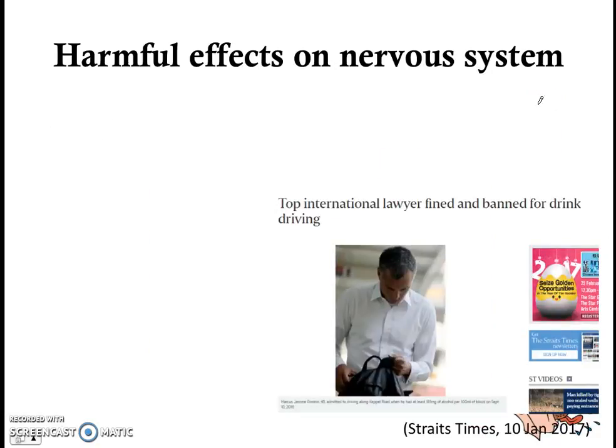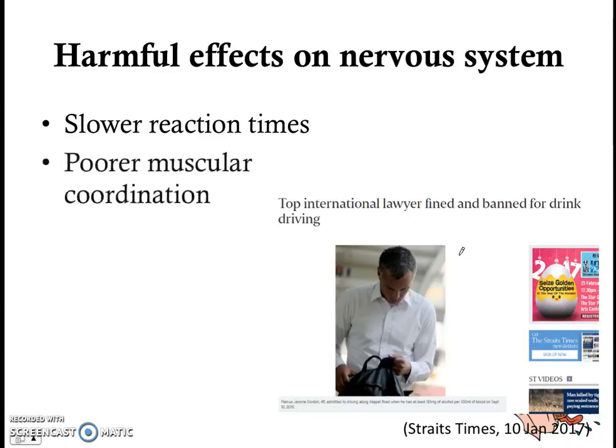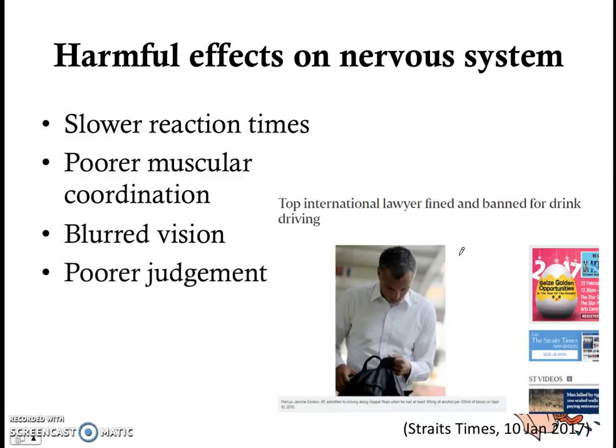Now, more importantly, the effects that alcohol has on the nervous system is what causes accidents in drink driving. Because alcohol, as a depressant, slows down brain activity. It causes you to have slower reaction times. You don't react as fast to things. There's poorer muscular coordination. You don't coordinate your movements as well. And you have blurred vision as well, so you can't really see as clearly. And all of this together leads to you having more difficulty driving. Right? Poorer judgment, so you're not able to make the right call when things happen and when events take place.